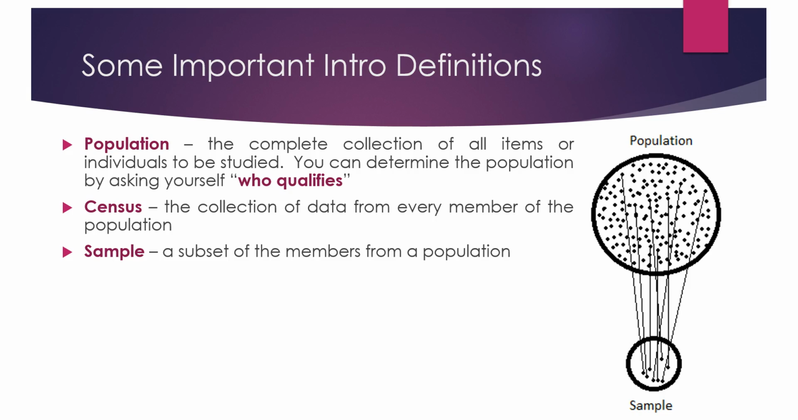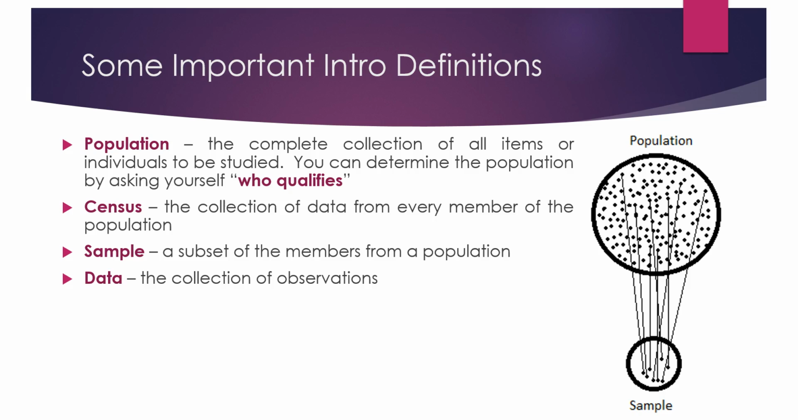On the right here, the image, the population is who qualifies. So in that circle, all of those dots represent either a person, it could be an iPhone, it could be a car, it could be really anything at all that you are studying. And then the sample, so those lines going down, those are the dots that are selected to be studied. So the sample exists of only those items or individuals that were chosen to be examined.